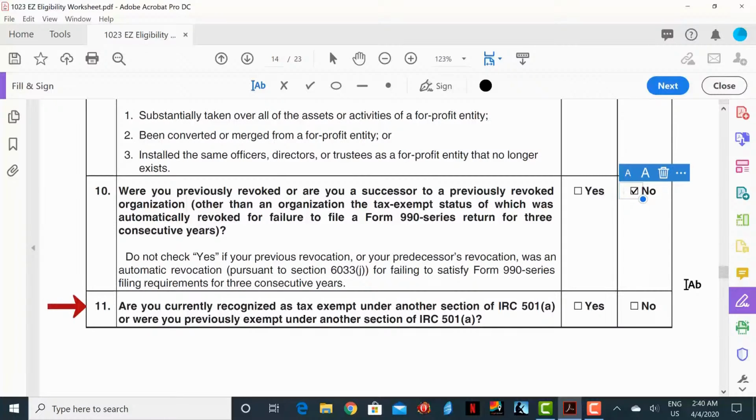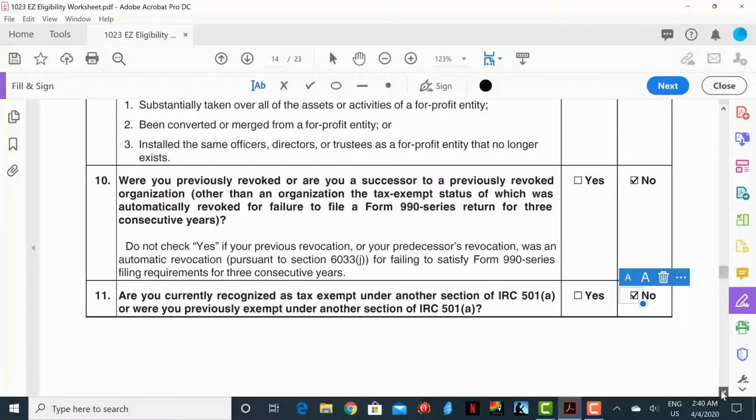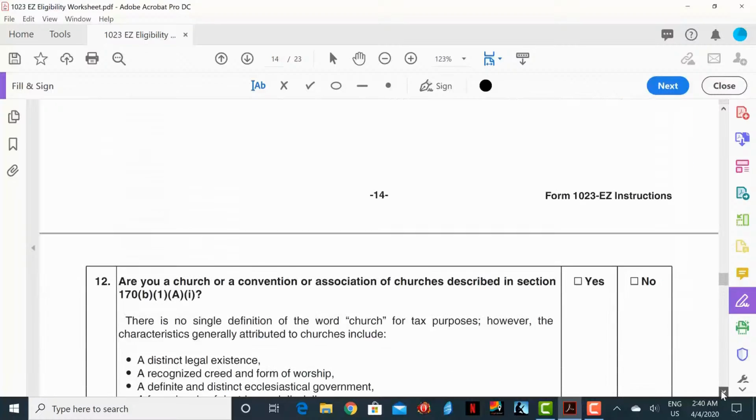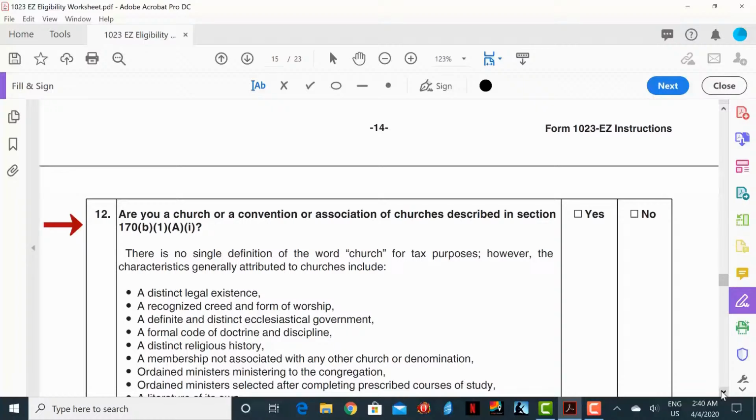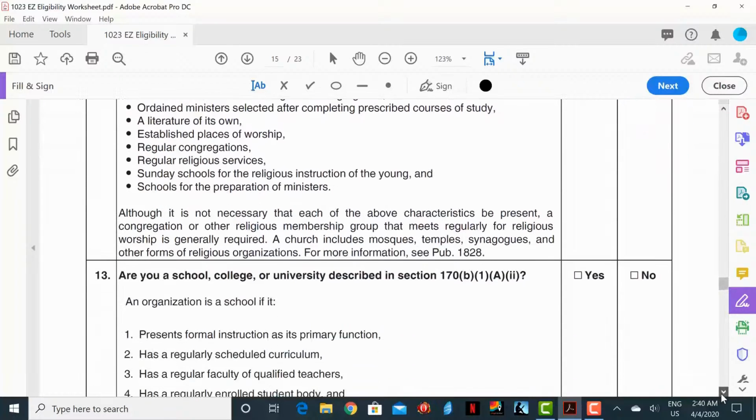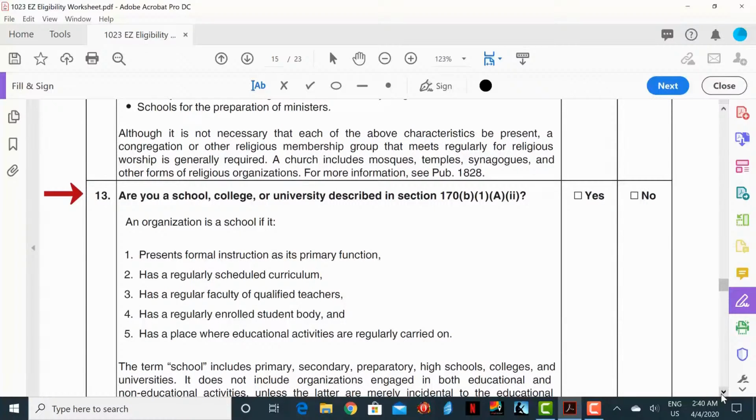11. Are you currently recognized as tax exempt under another section of IRC 501A, or were you previously exempt under another section of IRC 501A? No. 12. Are you a church or a convention or association of churches described in Section 170B1AI? No. 13. Are you a school, college, or university described in Section 170B1A2? No.